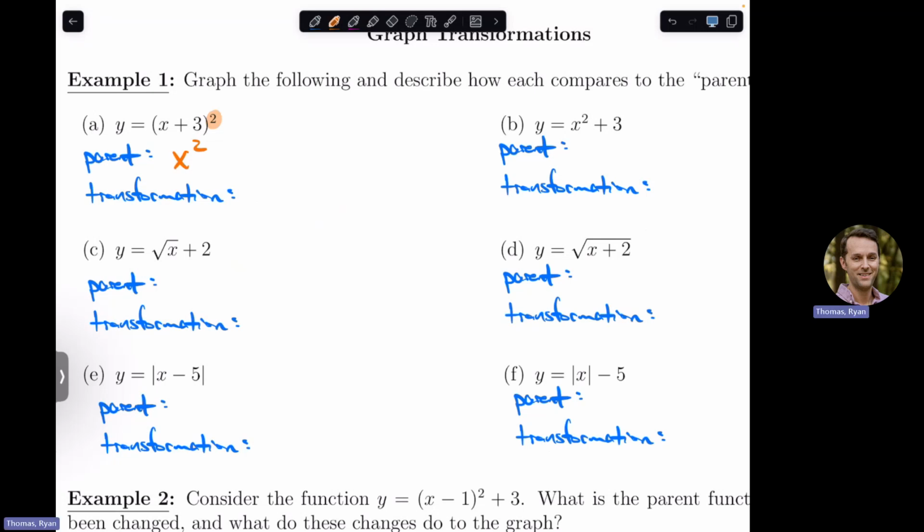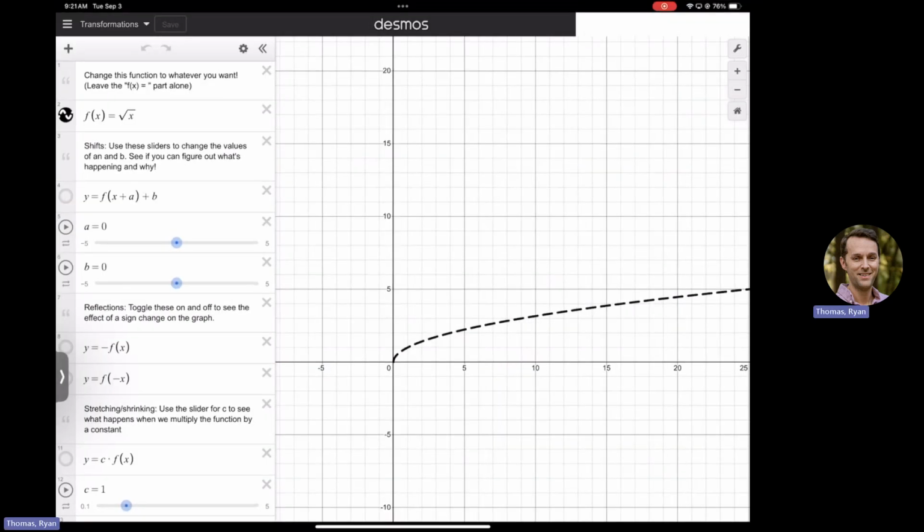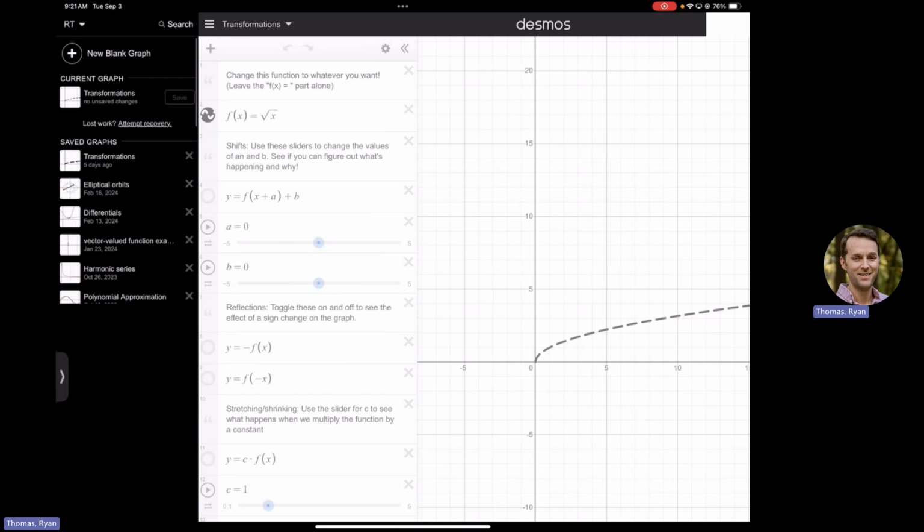So for that first one, we're looking at x squared, but a plus 3, again, grouped in with the variable on the inside of that set of parentheses before the square happens. These all mean the same thing. What does that do to the graph? Moves it to the left 3. Let's take a look.